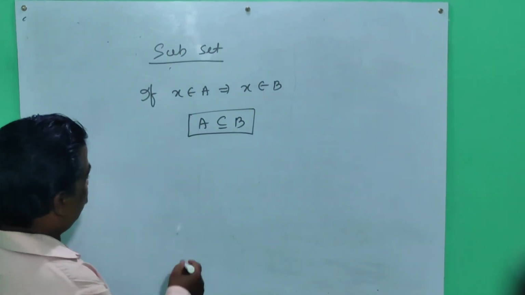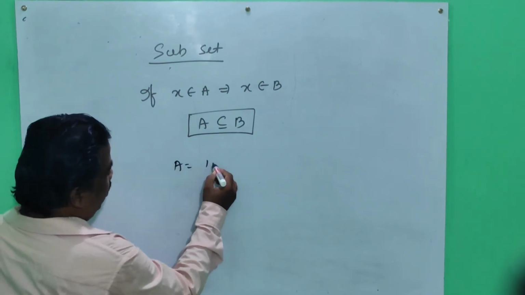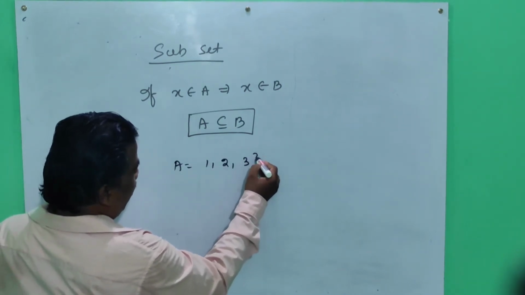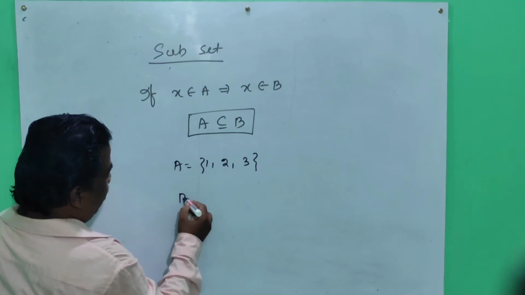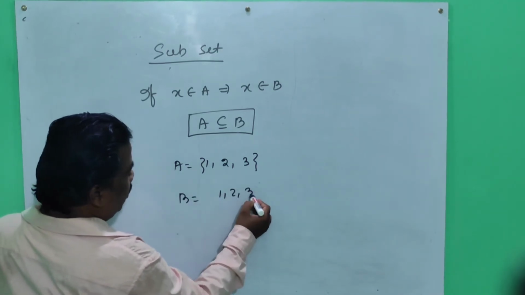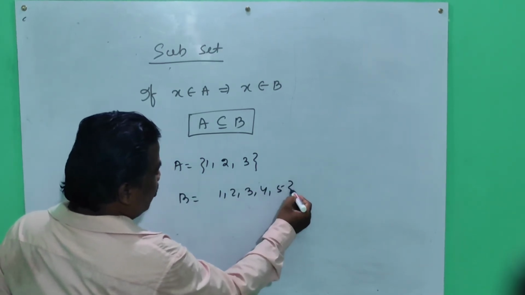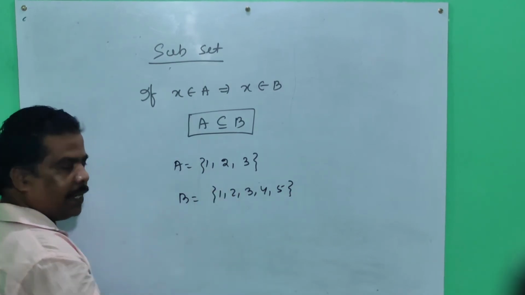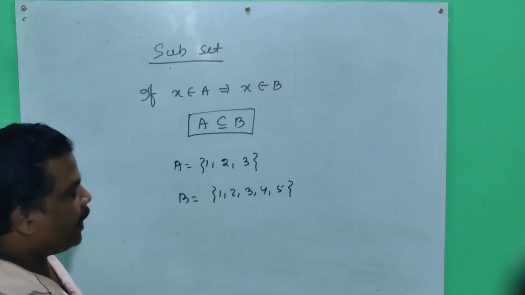Let us take an example. Suppose A is equal to {1, 2, 3}, and here we take B is equal to {1, 2, 3, 4, 5}. Now you see that each and every element of A is also an element of B.